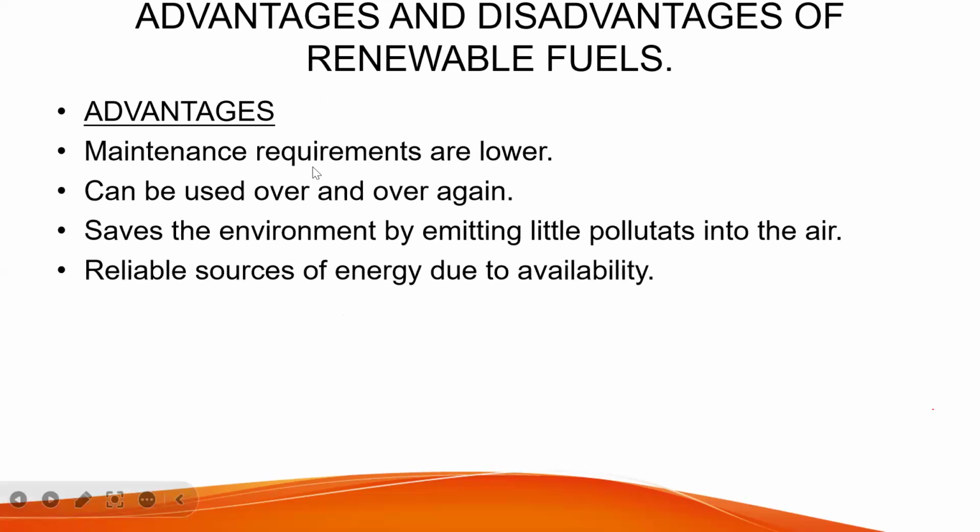So we have four of them here. Maintenance requirements are lower, so the maintenance expenses are quite low. Of course, they can be used over and over again. For example, if you're using solar energy, all you need is the sun. They also save the environment by emitting little pollutants into the air, so the environment is saved from pollutants that could be produced by other sources of energy. And they are reliable sources of energy due to their availability. We know that in a year the sun will shine, wind will be there, and water will be flowing. So they are available within the environment.